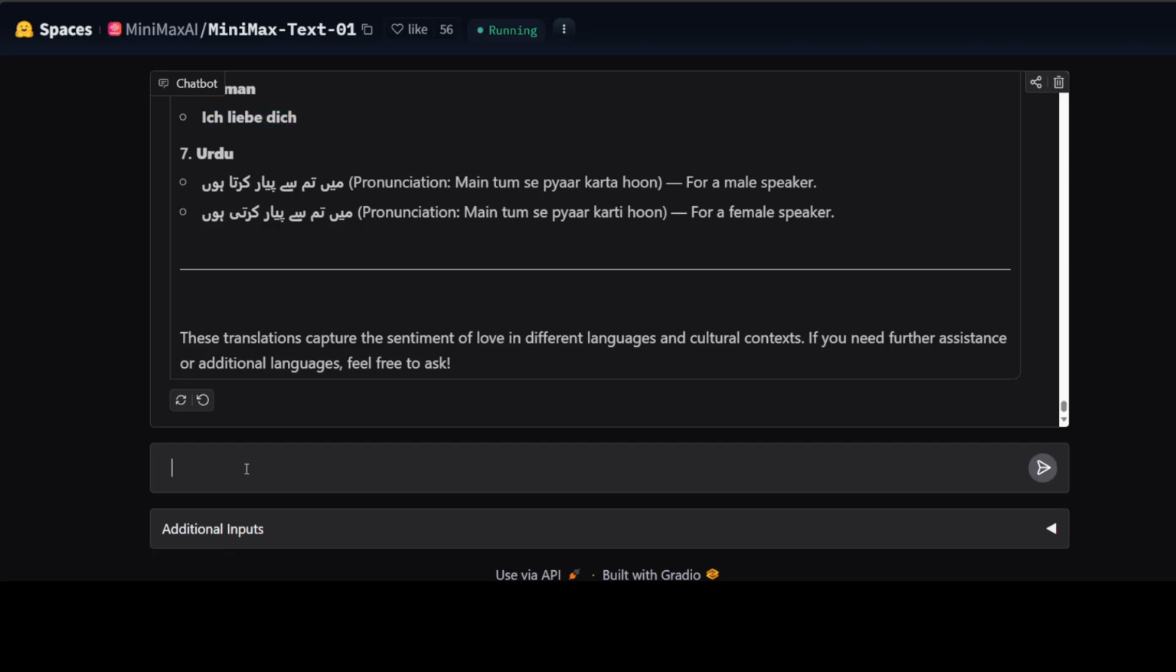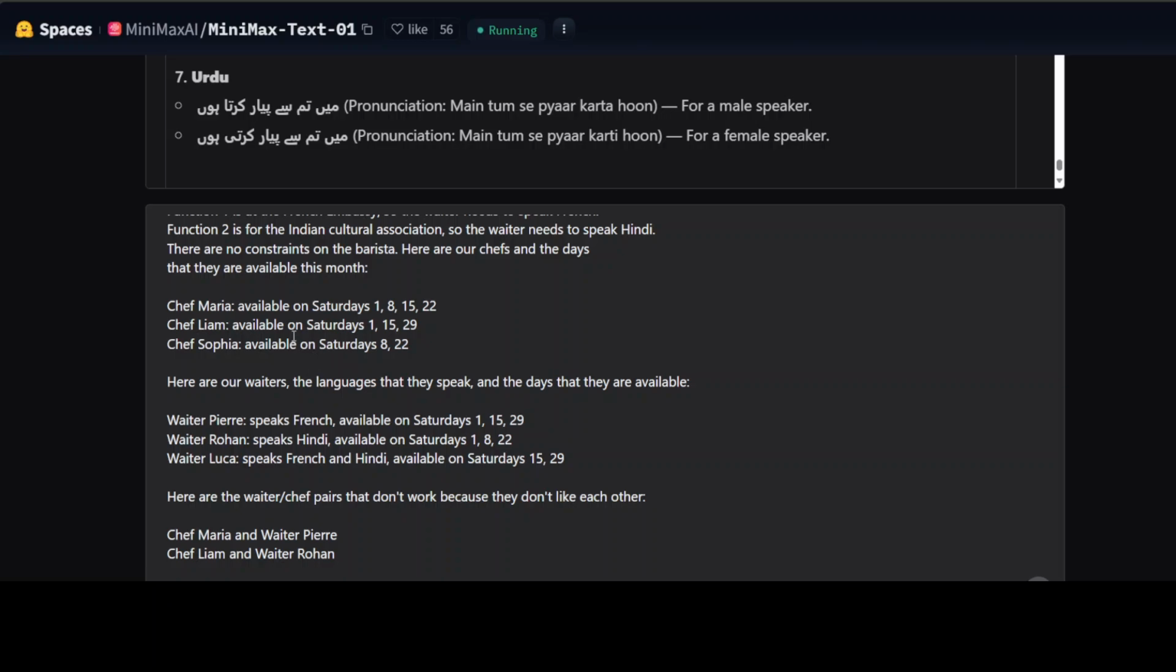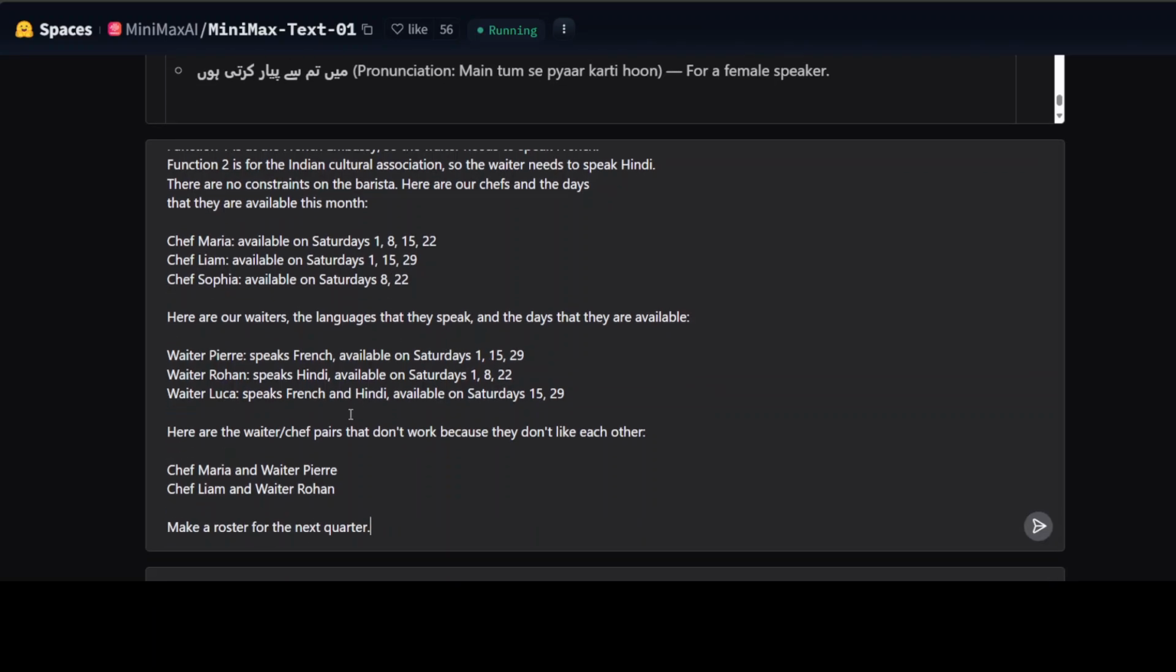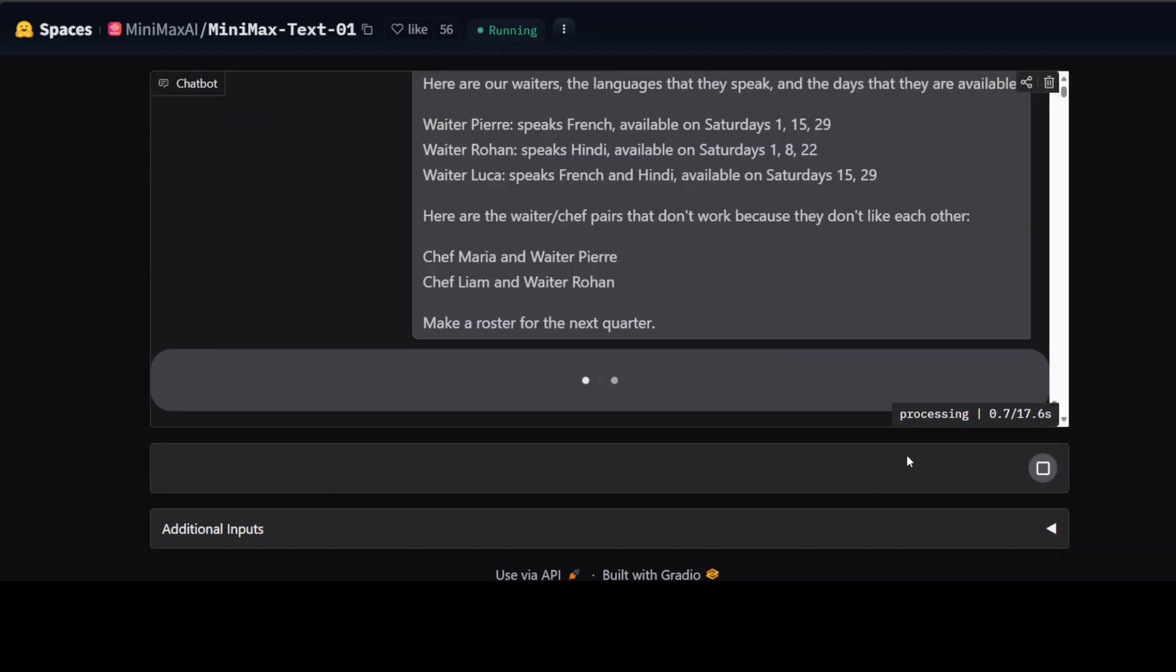Okay, next up, I'm just going to check if it can do rostering. This is a bit of a hard one. So if you look through it, there are a lot of conditions here. I'm asking it that we need a chef and a waiter for two concurrent functions every Saturday night. Function one is at the French Embassy, function two is for the Indian Cultural Association. So all of them are speaking different languages, and then there are days when chefs are available, waiters are available, and then a few waiters and chefs don't go along with each other. So it needs to create a roster for the next quarter. Let's see what it does here.